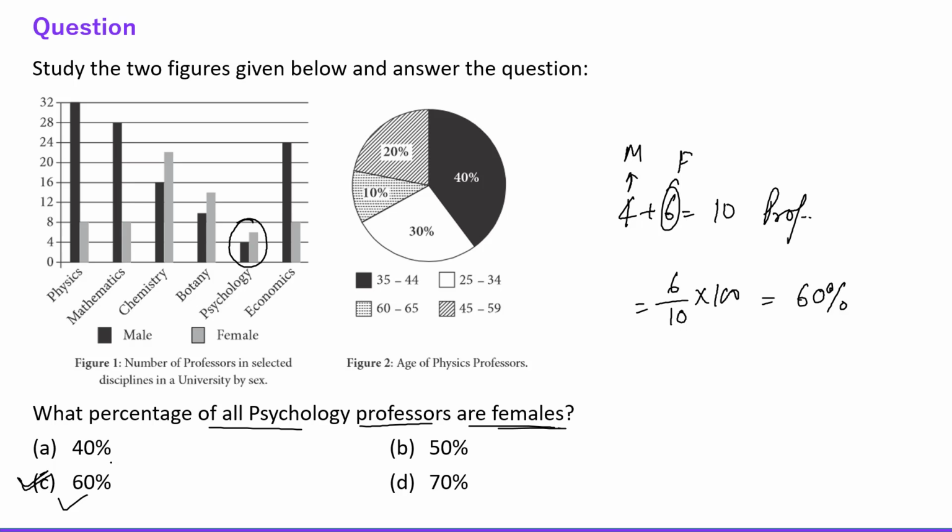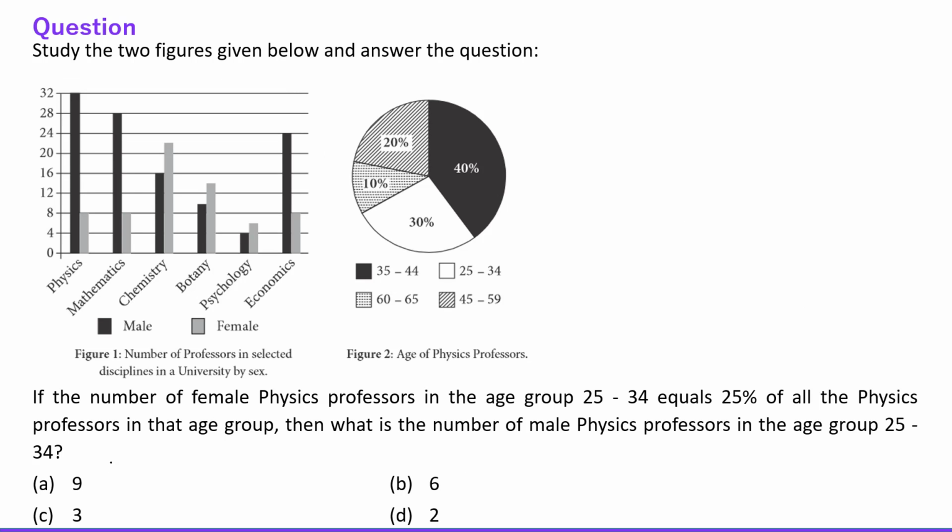Okay, now let's move to the other question. Next question says, if the number of female physics professors in the age group 25 to 34, right, this age group, equals 25% of all physics professors in that age group, then what is the number of male physics professors in the age group of 25 to 34?